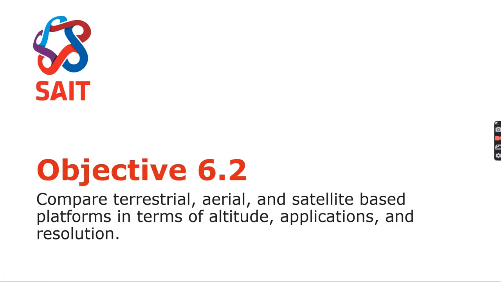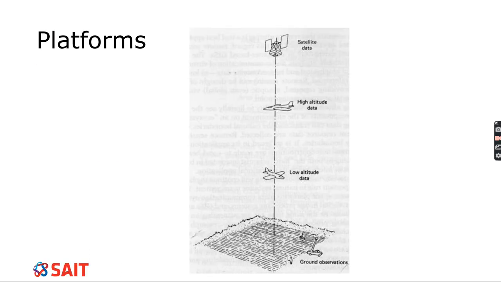Then we can move into Objective 6.2, where we get to compare terrestrial, aerial, and satellite-based platforms in terms of altitude, applications, and resolution. Here are the major platforms. We have satellite data in the sky, we have high altitude data, which would be an airplane, and then we have low altitude data, which can be a drone or a helicopter, and then we have ground observations as well, which we can take with our camera. Satellite is in space. We can also have deep space probes, like the Hubble telescope. That is also a remote sensing sensor.